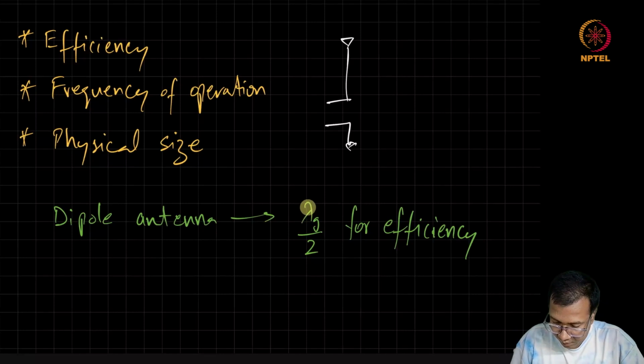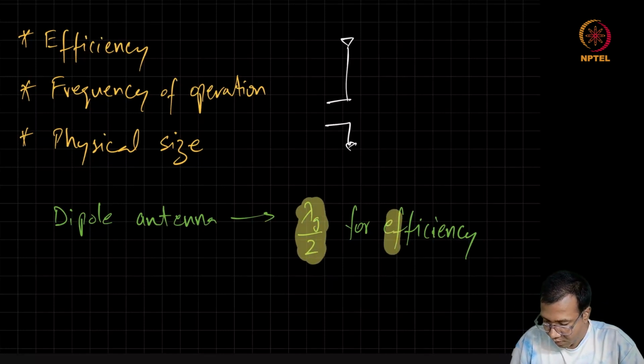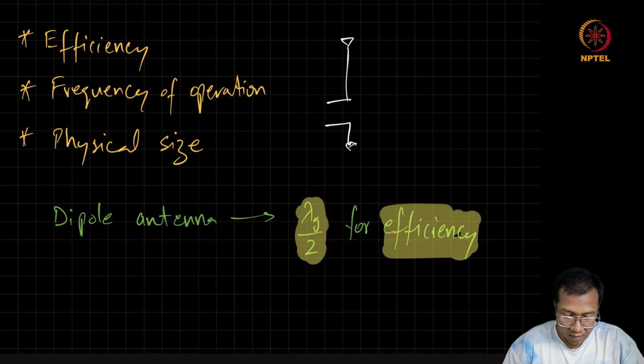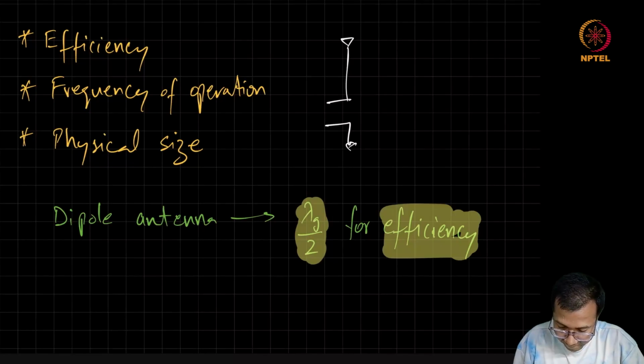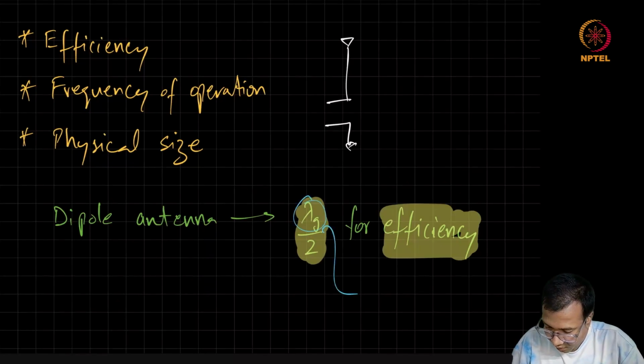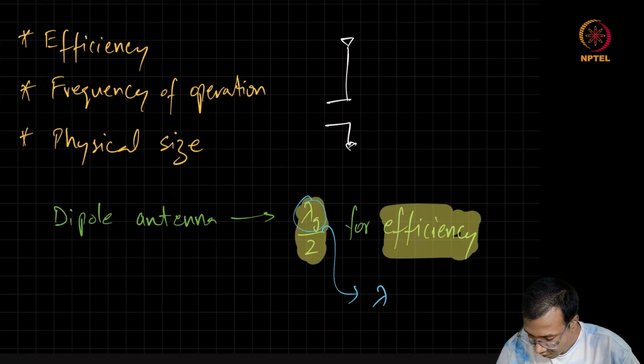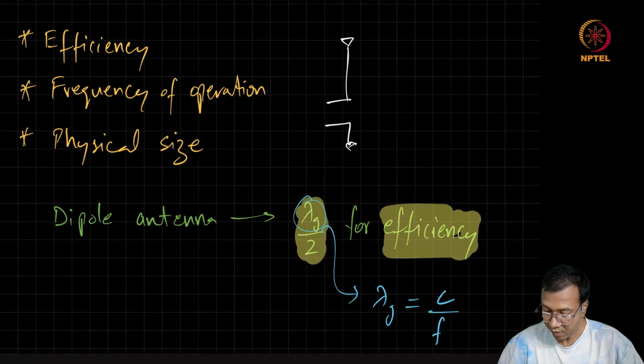So it has to have some physical size to maintain good efficiency. And in this physical size, we can see that this parameter lambda g is actually relating the frequency of operation. Okay, so c is the speed of electromagnetic waves in a given medium, and if we are talking about air or free space, the c is going to be 3 into 10 to the power 8.